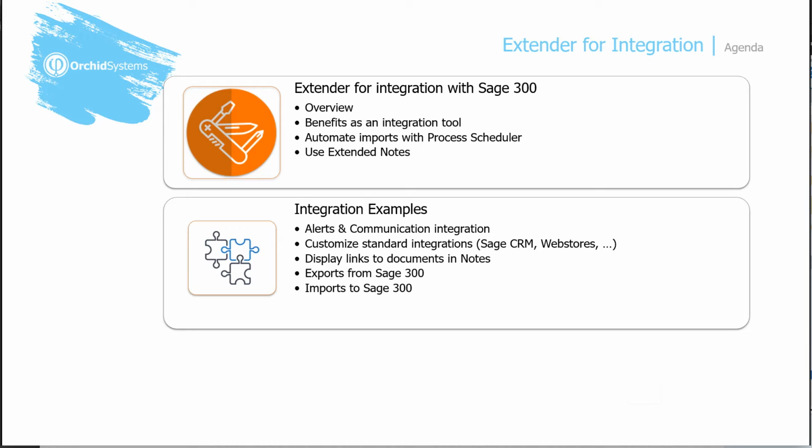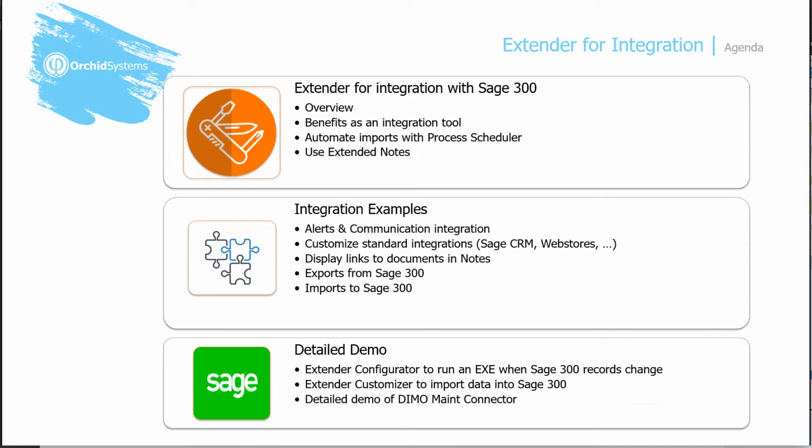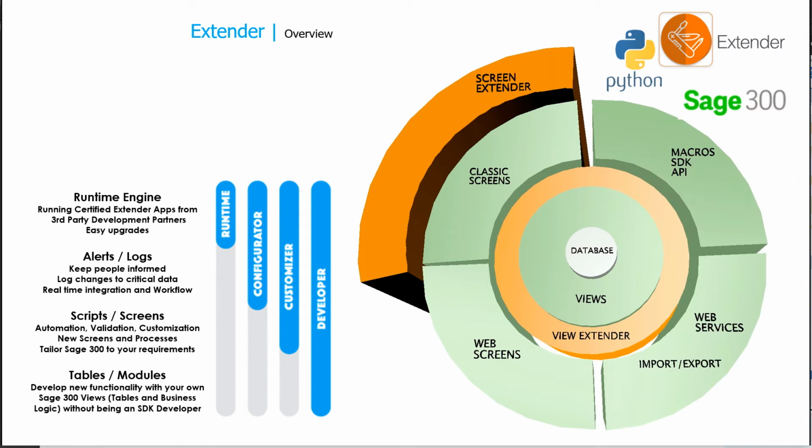More broadly, when some of these elements are grouped together, you can end up with a custom connector, such as the DemoMain Connector for Sage 300, DemoMain being an asset management specialized software. We'll discuss a few of these examples, and then we will look at a detailed demo using Extender for vendor integration and for custom alerts and communication, look at an example to import data into Sage 300, and a detailed presentation of the DemoMain Connector. Many of you have seen this overview of Extender before, but let's look at it now in the context of integration.